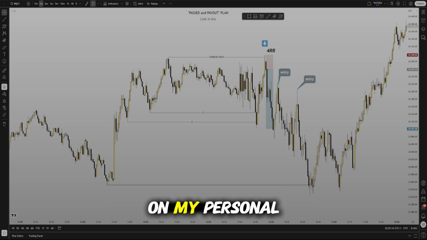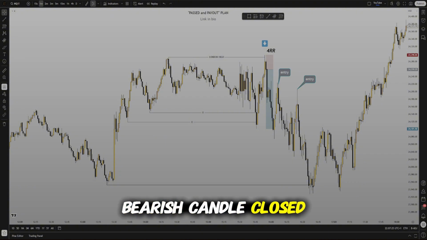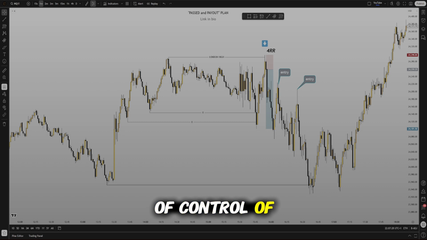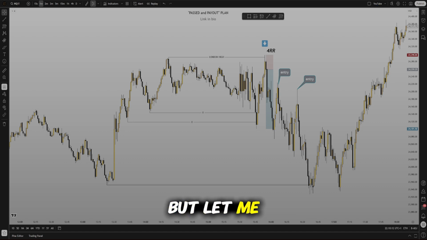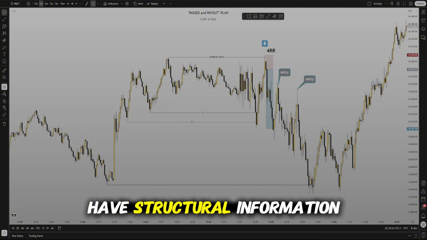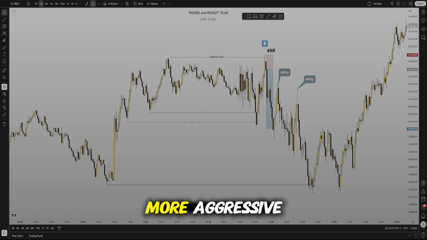Now, of course, on my personal chart using Atas, I also saw a few extra details. The delta flipped from positive to negative, and the first bearish candle closed below the point of control of that candle. That was my confirmation to take the trade. But let me show you how you can do it without all this extra stuff. You could simply take the first bearish candle after the London high rejection, exactly the one I highlighted. This entry doesn't have structural information, so yes, it's a bit more aggressive, but it's still a valid price action setup.